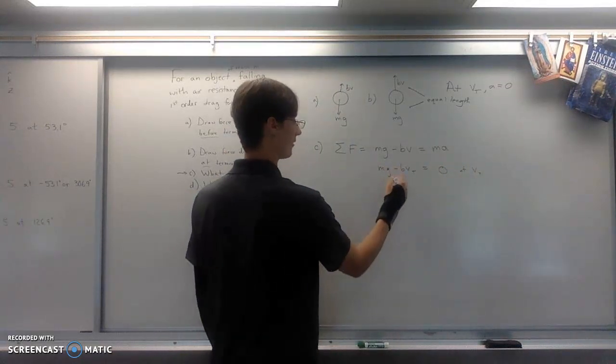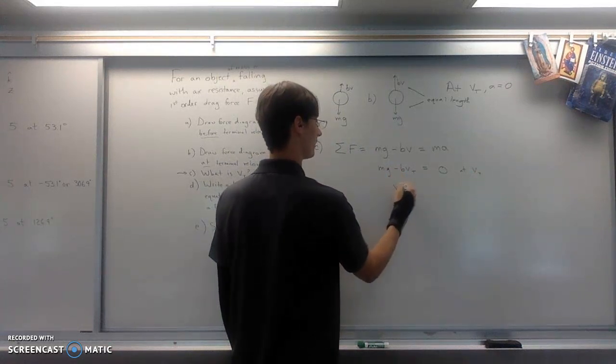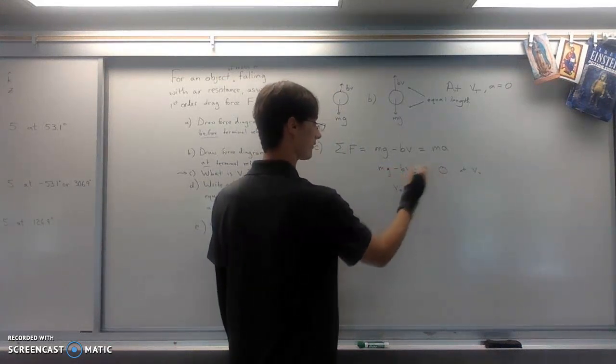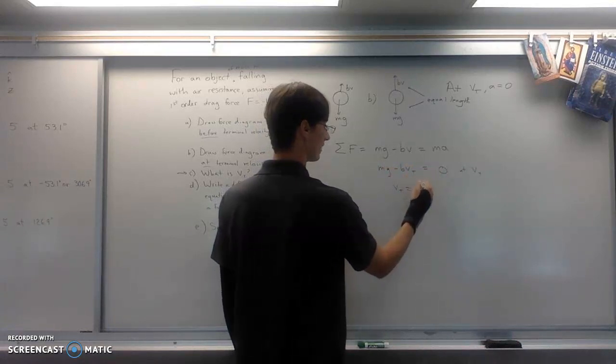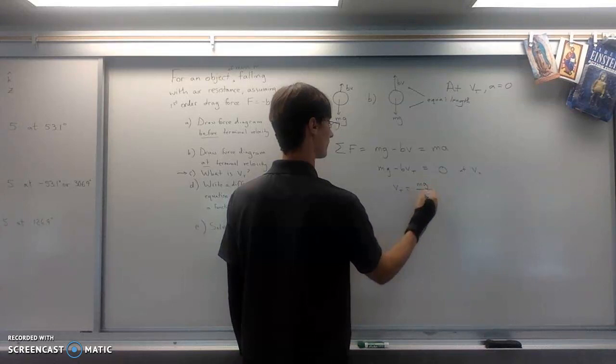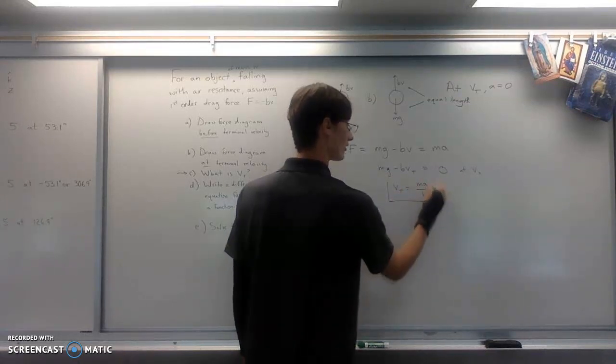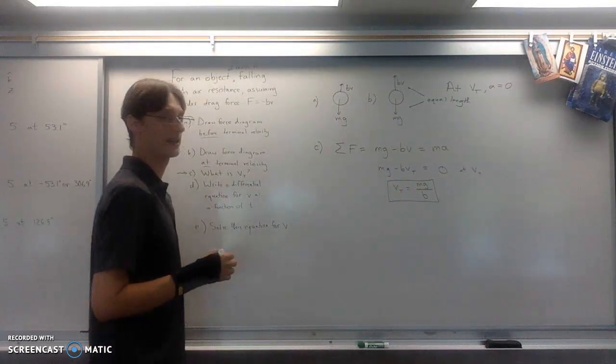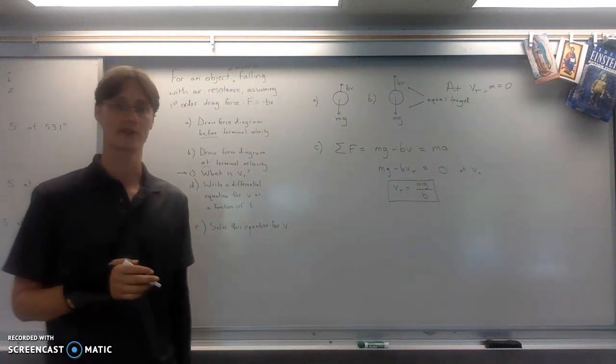All right, and so now we can go ahead and move the mg over and divide by b, and we're going to get mg over b. And that's our terminal velocity, assuming that we've got a first-order drag function.